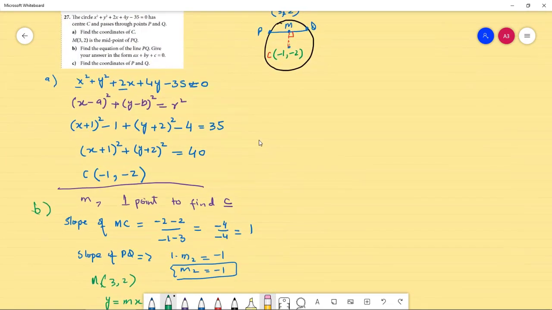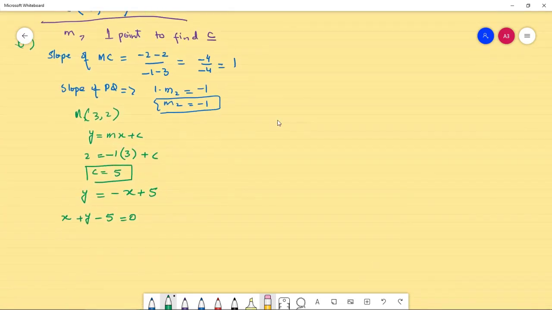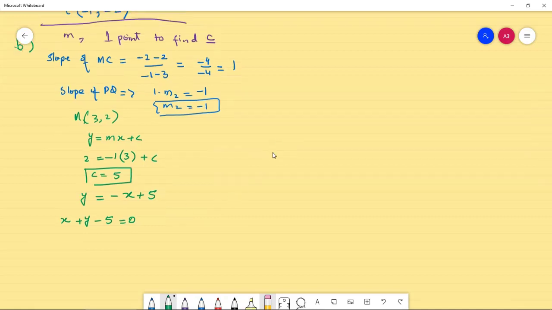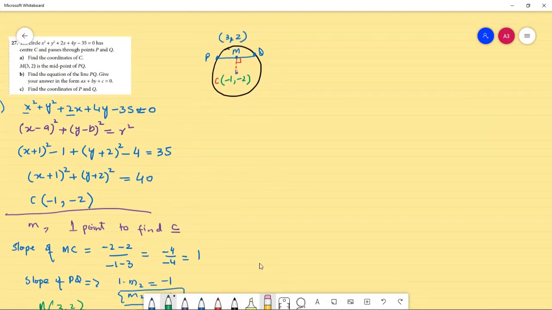Now look at this, the third part. Find the coordinates of P and Q. Now we have the equation of PQ, and the third part is the coordinates of P and Q. This is a very tricky, very interesting part. P and Q are actually the intersection points of this line and the circle. So remember one thing, how can we find the intersection points?